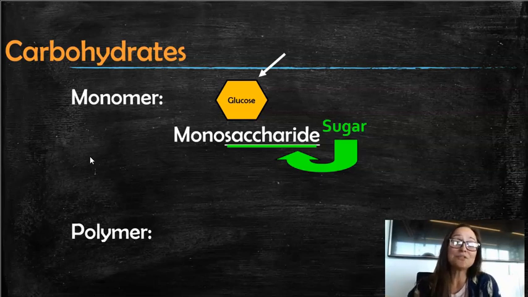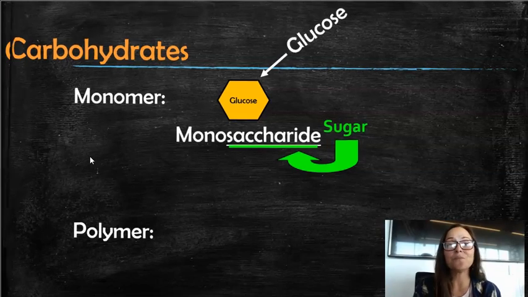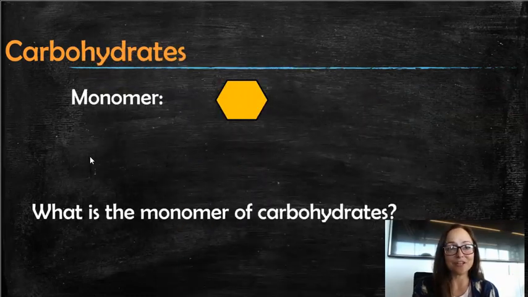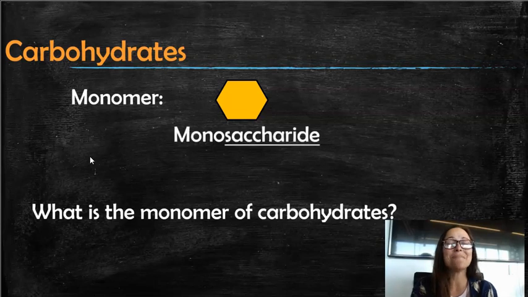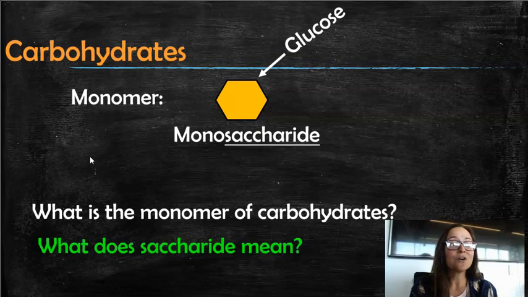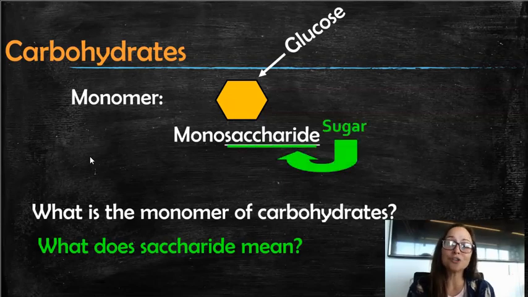Okay, so again, the monomer of carbohydrates is a monosaccharide, one single sugar, and the single sugar that we are going to use as our example is glucose. So when we look at carbohydrates, I want you to check yourself. What's the monomer? Good, a monosaccharide called glucose. Saccharide, remember, means sugar.